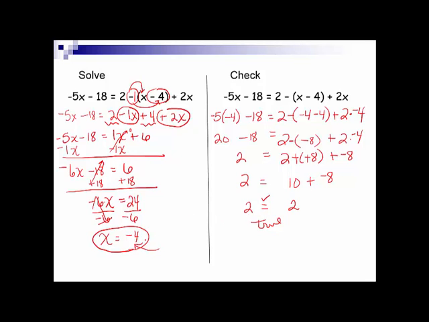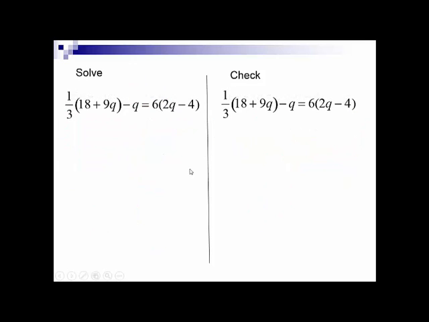Therefore, x is negative 4 is the correct solution. Let's try the next one. Again, we'll start by distributing. We'll distribute 1/3 through this set of parentheses. We'll distribute a 6 through this set of parentheses.